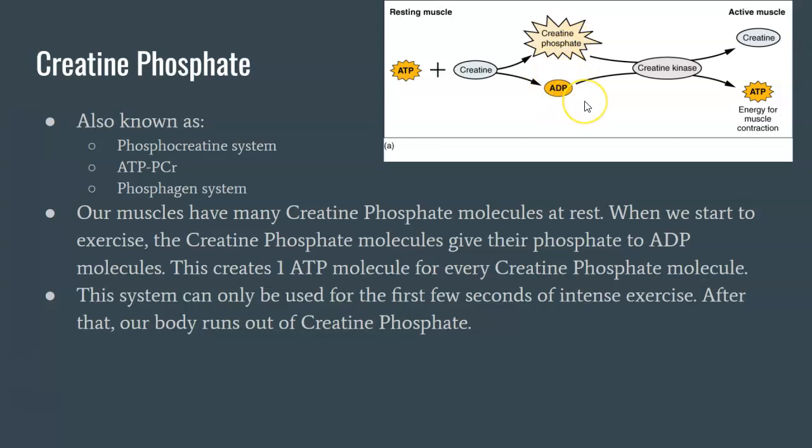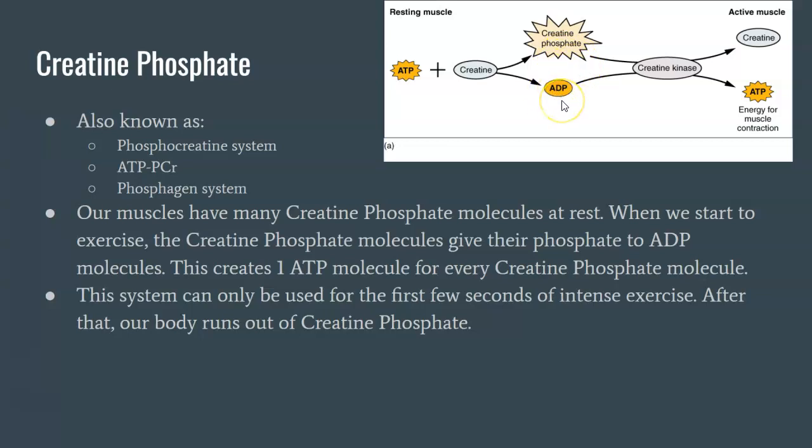So the general idea is when your muscles are at rest, you have a lot of creatine phosphate. When you start to use your muscles, whatever ATP you had in your muscles gets used pretty quickly. But you have creatine phosphate in your muscles as well. And when your muscles start to work, that creatine phosphate donates its phosphate to ADP. And so now ADP becomes ATP, right?